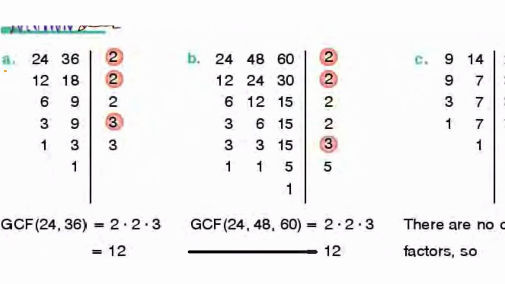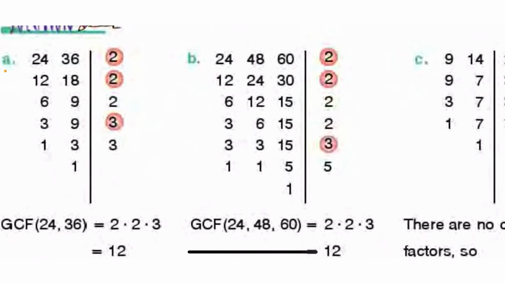All three of them are divisible by 2. We again divide them by 2 and get 6, 12, and 15. 15 is not divisible by 2, but the others are. So it is 3, 6, and 15 again.